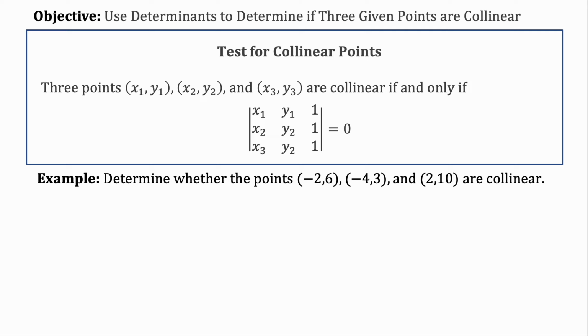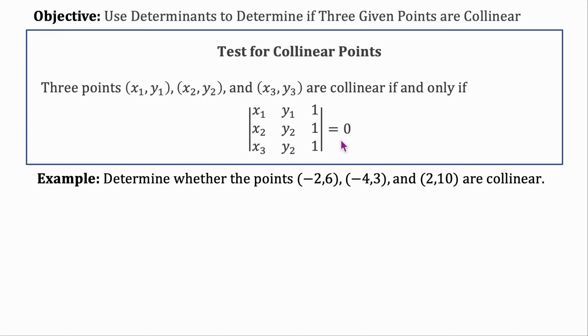In this video, we are going to use determinants to determine if three given points are collinear. Now, the test for collinear points, we're going to take our 3 points and put them into a 3 by 3 determinant. You'll notice here that I've just listed out my 3 points. We're going to use one down the rightmost column. And if that determinant value is equal to 0, those points are collinear.